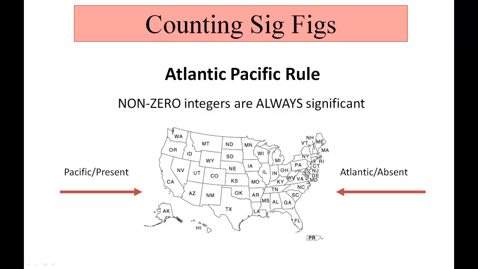Sometimes zeros are just placeholders. If the decimal point is absent, we start on the right side where the Atlantic Ocean is, and we work our way going left. If the decimal point is present, we start on the Pacific side, and we work our way to the right. Let's go through a few examples.